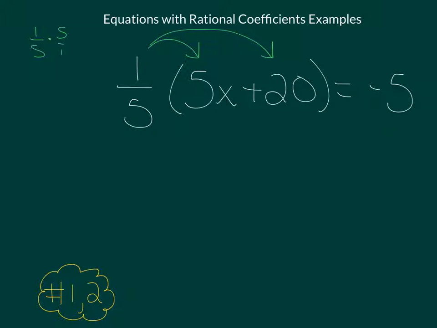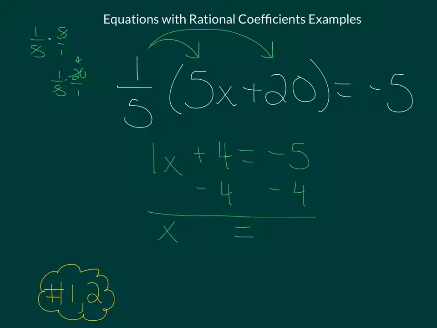We put the 5 over 1, those cancel, and I'm left with 1x, right? Then 1/5 times 20. I put the 20 over 1, 5 goes into 20 4 times, and I get 1x plus 4 equals -5. Now it's just a normal equation. I'm trying to isolate the variable, so I'm going to subtract 4 from both sides, and I get 1x, which is just x, equals -5 minus 4. Put that in your calculator. -5 minus 4 is -9.